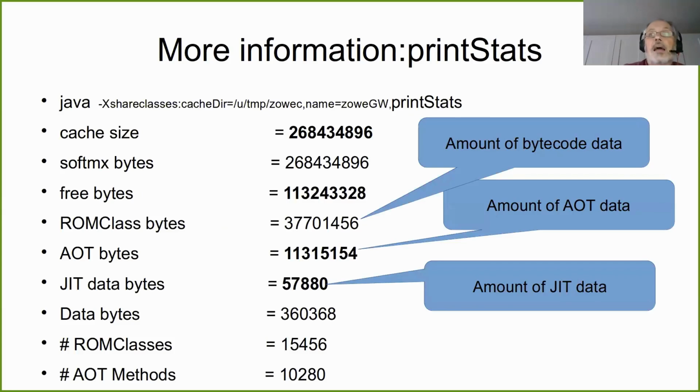If you say print stats, you can get lots of information. So in this case, the cache size is 26 megabytes. Half of it is used. There's 11 megabytes free. There's 37 meg, is it, of classes? It doesn't quite make sense. So you can actually get a sizing of how much is actually in use and how much is being JITted.